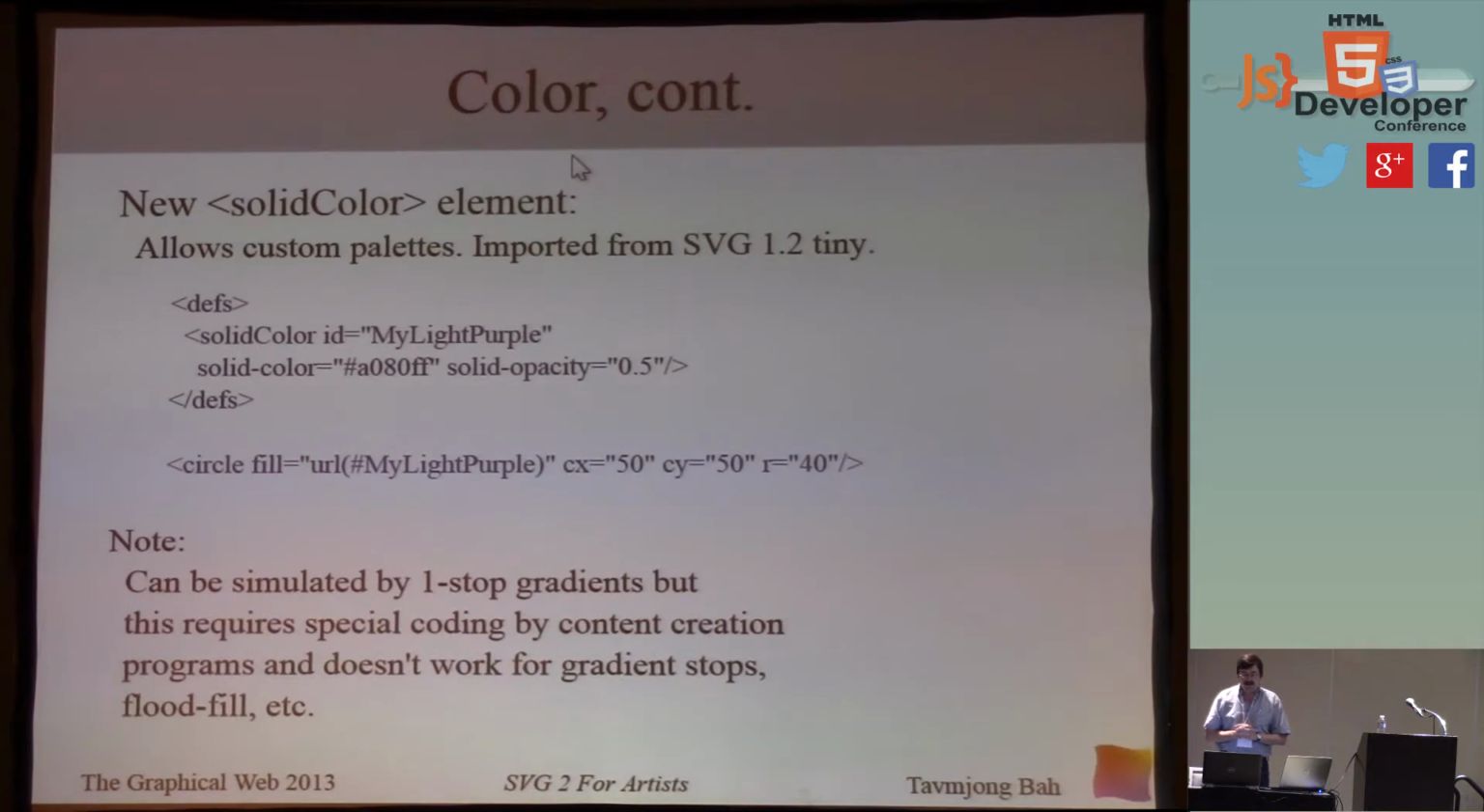There's a new solid color element in SVG2. This is good for custom palettes. So you can locate all the color information in one place and then change it easily. Now, you can simulate that right now in SVG 1.1 by using one-stop gradients, which is kind of misusing gradients to do that. But it doesn't work because you can't do that for gradient stops themselves and flood fill. If you're using a filter, that doesn't work. So in SVG2, we'll have a solid color element, which will be able to localize the color information.